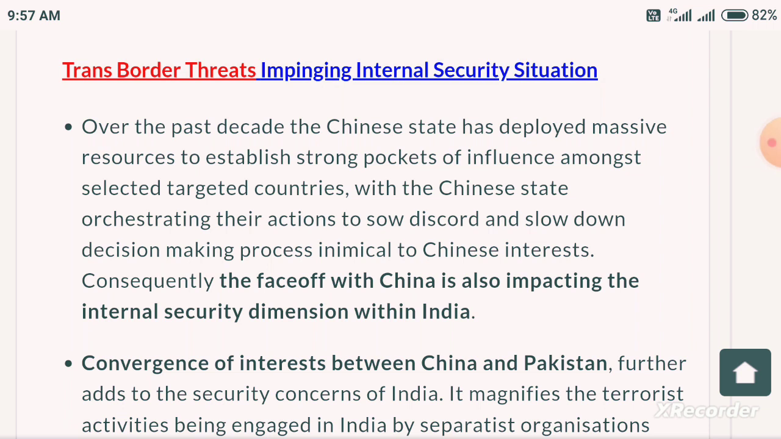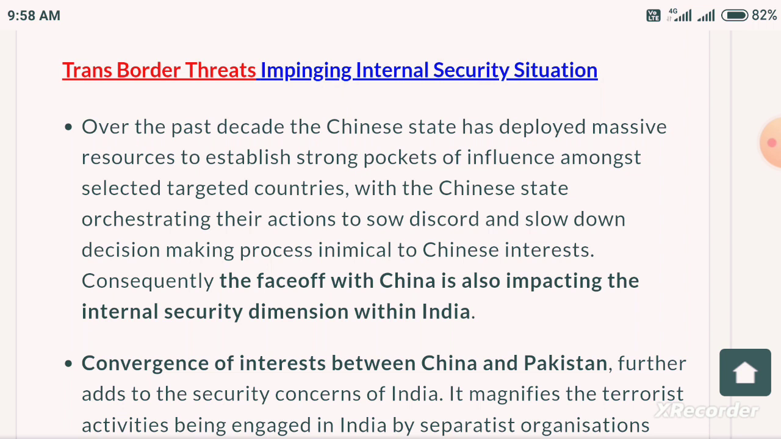Over the past decade, the Chinese state has deployed massive resources to establish strong pockets of influence amongst select targeted countries, orchestrating their actions to sow discord and slow down the decision-making process in matters not conducive to Chinese interests. Consequently, the face-off with China is also impacting the internal security dimension within India. As we know, the present situation between India and China at the LAC.